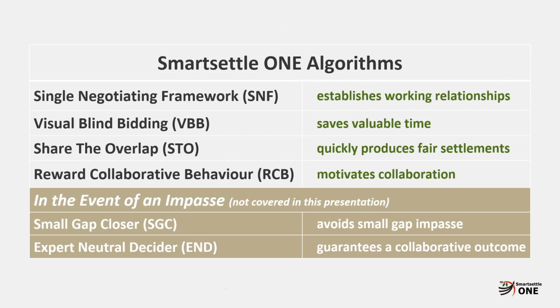To summarize, Smartsettle ONE employs a number of algorithms that promote collaboration and increase settlement rates in simple monetary negotiations. Sometimes a small gap remains, which can be closed with the small gap closer. Larger gaps can be resolved with the expert neutral decider, which guarantees a collaborative outcome. These 2 algorithms are each explained in separate videos.